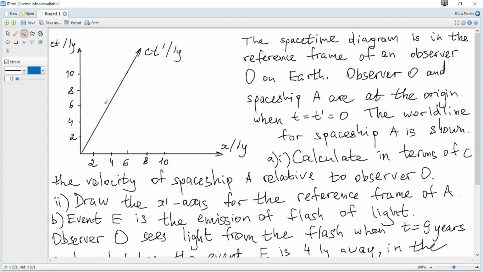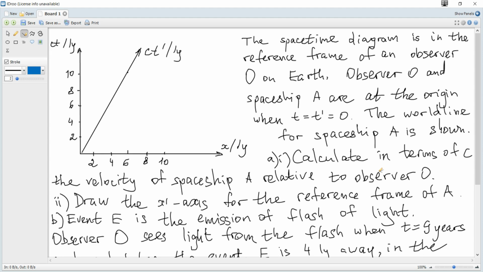The space-time diagram is in the reference frame of an observer O on Earth. Observer O and spaceship A are initially at the origin. The world line for spaceship A is shown. Question A: calculate, in terms of the speed of light, the velocity of spaceship A relative to the observer O.